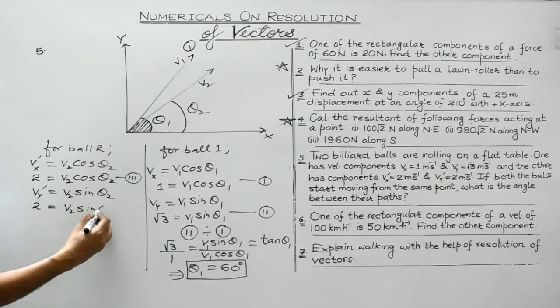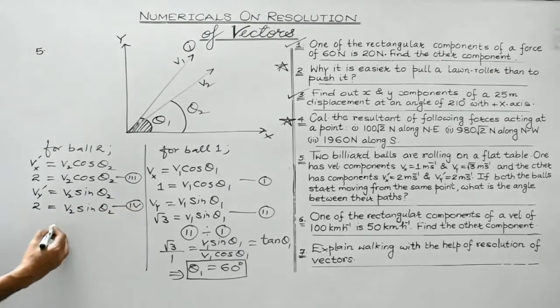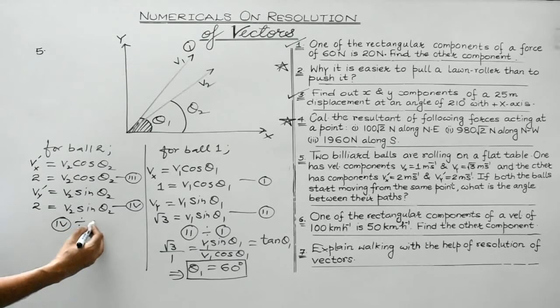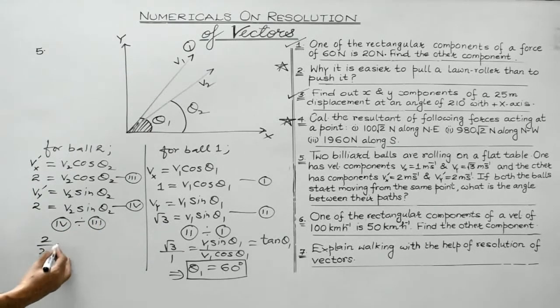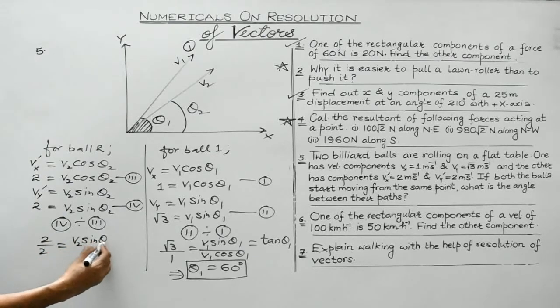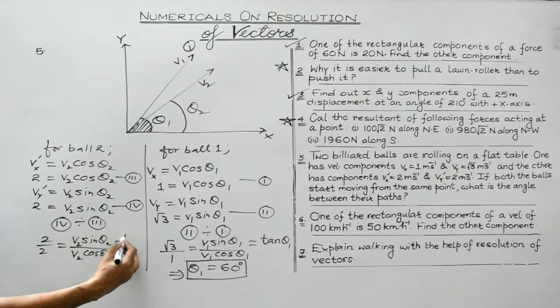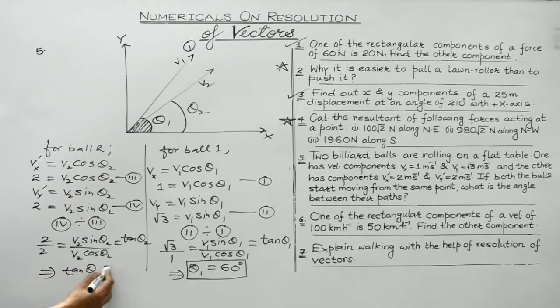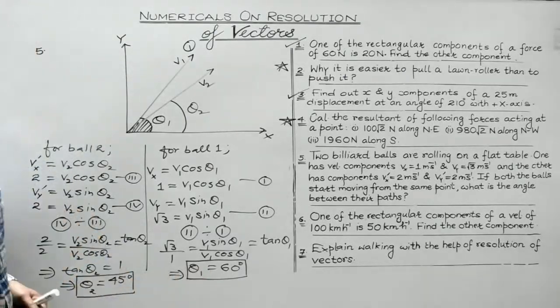So put this as equation 4. Again, in order to find theta 2, divide third from 4. What do you get? 2 by 2 is equal to V2 sin theta 2 divided by V2 cos theta 2. V2 gets cancelled, and we are left with tan theta 2, which implies that tan theta 2 is equal to 1, which further implies that theta 2 must be equal to 45 degrees. So we are able to obtain both theta 1 as well as theta 2.